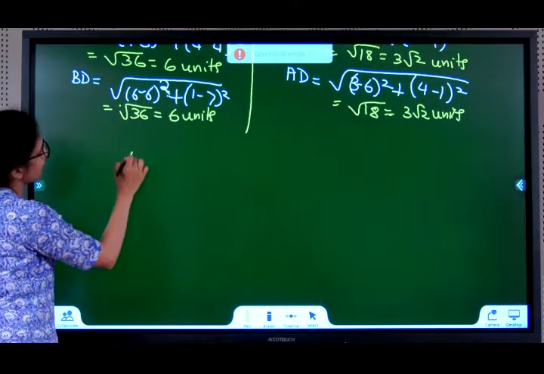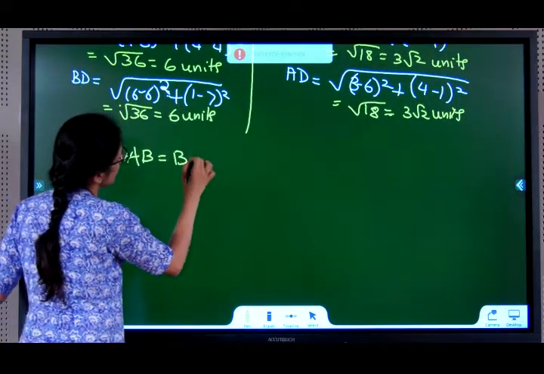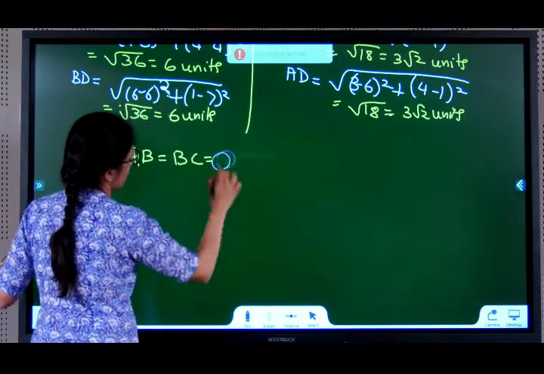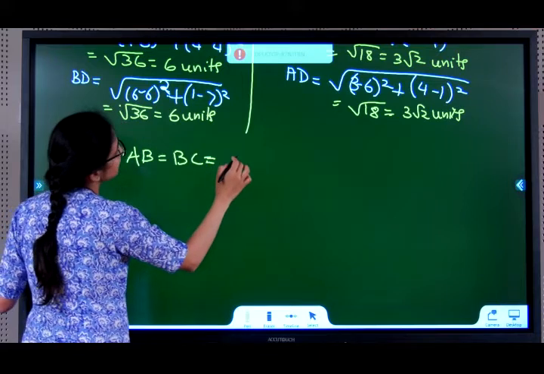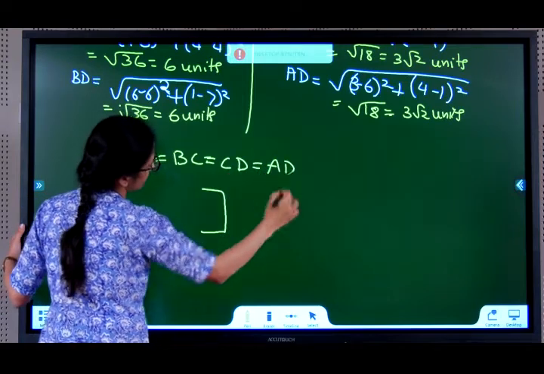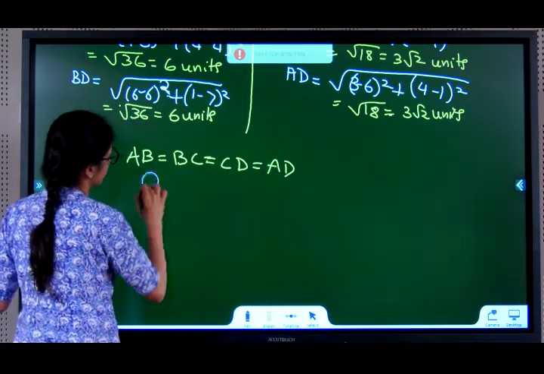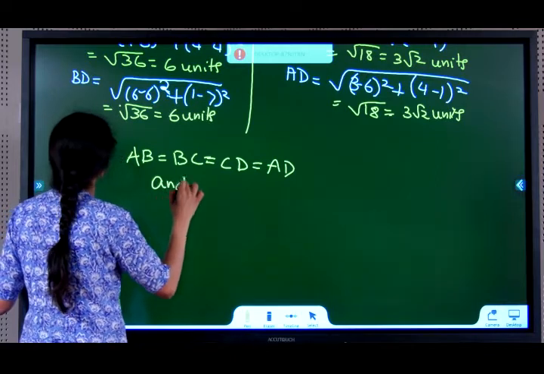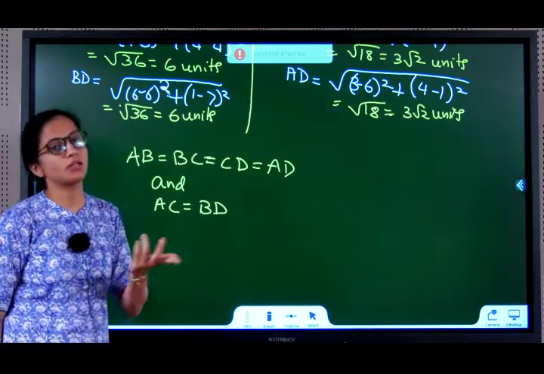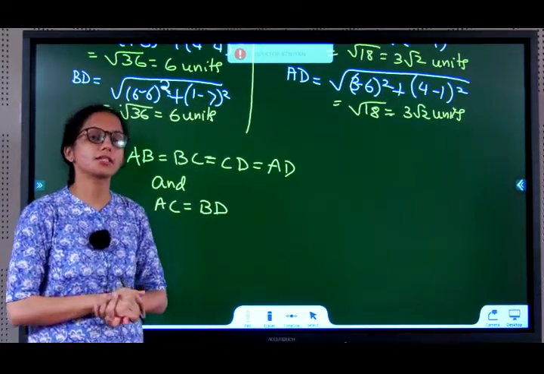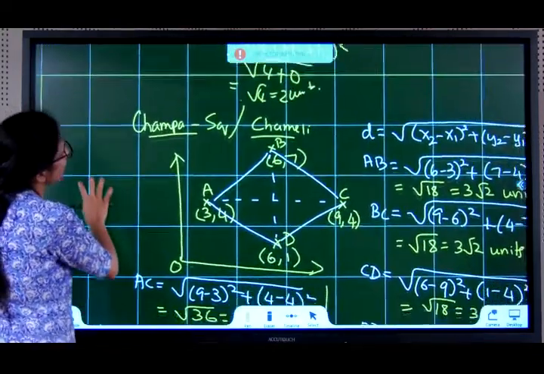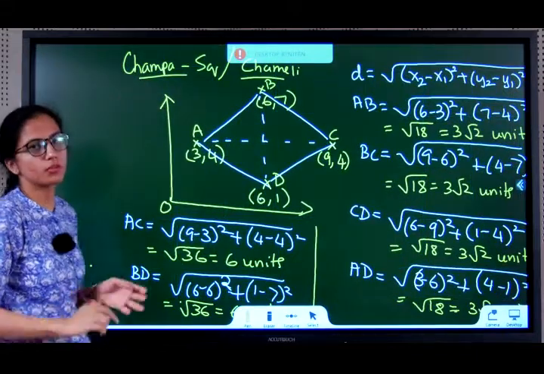As you can see here, AB equals BC equals CD equals AD, and AC equals BD. All sides are equal and diagonals are equal, hence the quadrilateral formed is a square. So who is correct? Champa or Chameli? Champa, because Champa said it's a square.